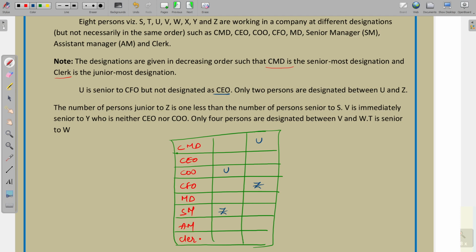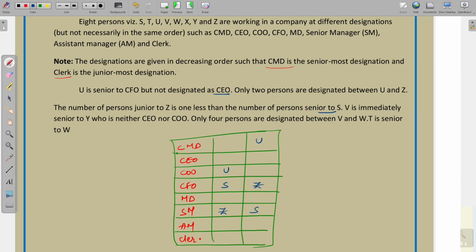Number of persons junior to Z is 1 less than the number of persons senior to S. So, junior to Z, that is 2, it is 1 less than senior to S. And coming to the second one, 1, 2, 3, 4, 5. So, S is placed here.